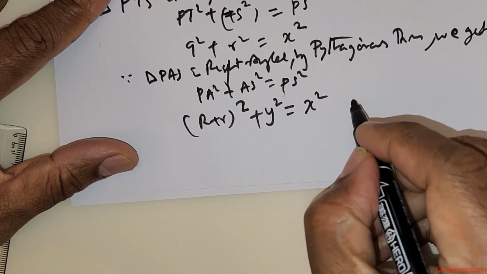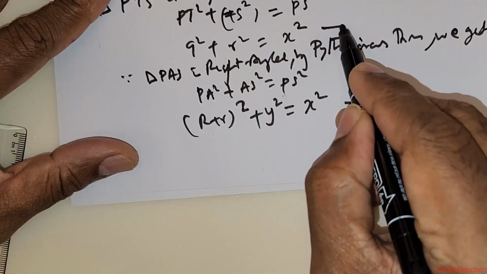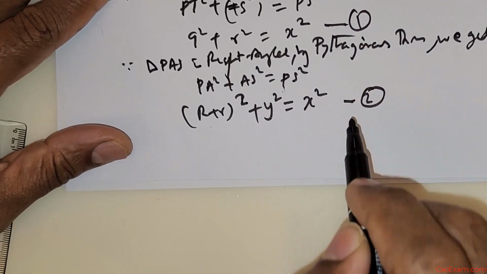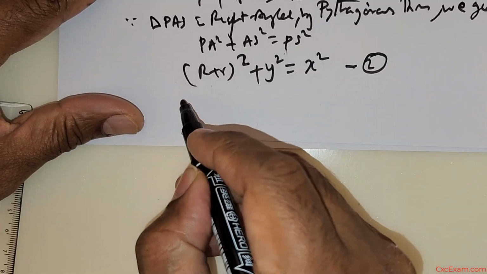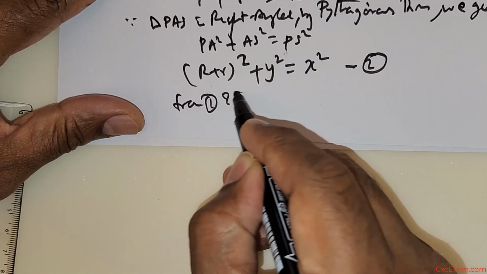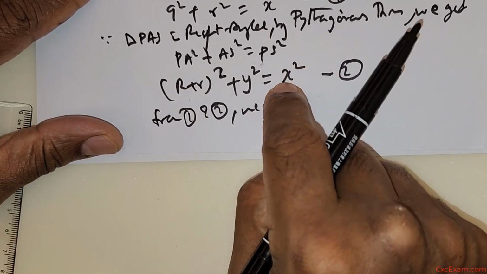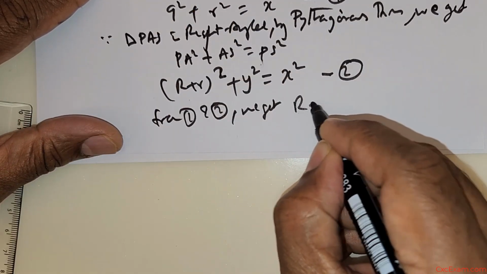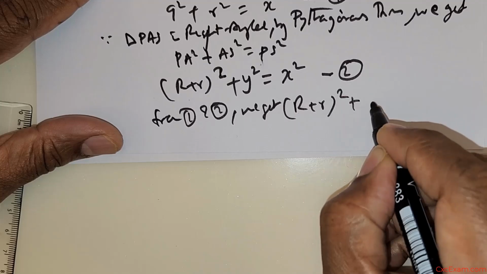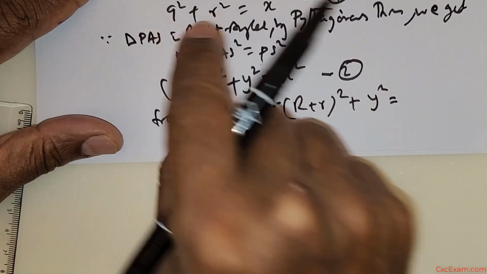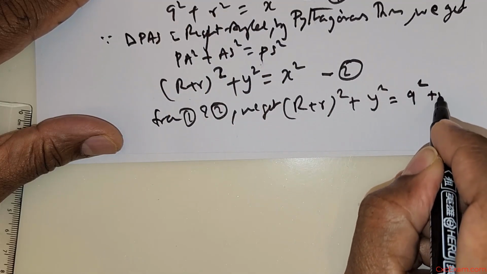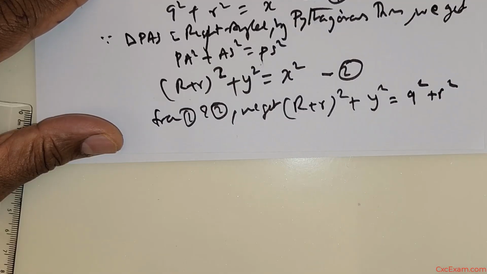Now this is equation 2 and we already have equation 1. So from 1 and 2, what do we get? In place of x squared I can substitute this. So (R plus r) the whole squared plus y squared is equal to 9 squared plus r squared. So this is what we got.